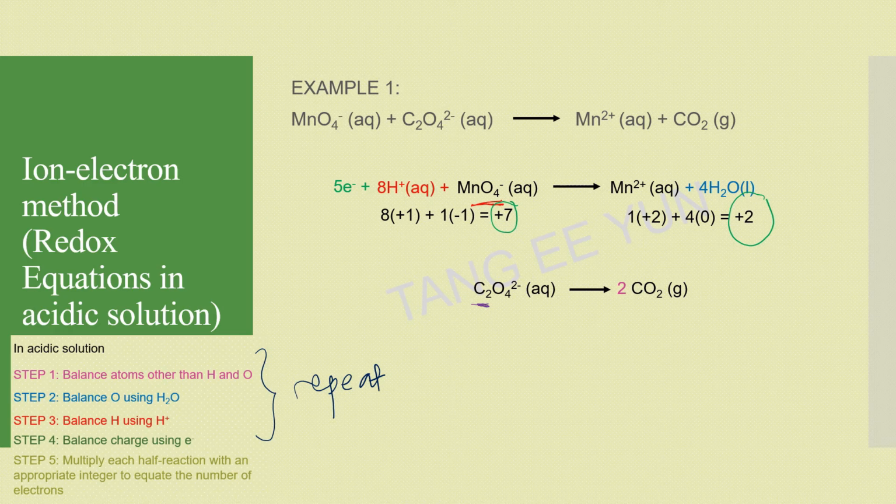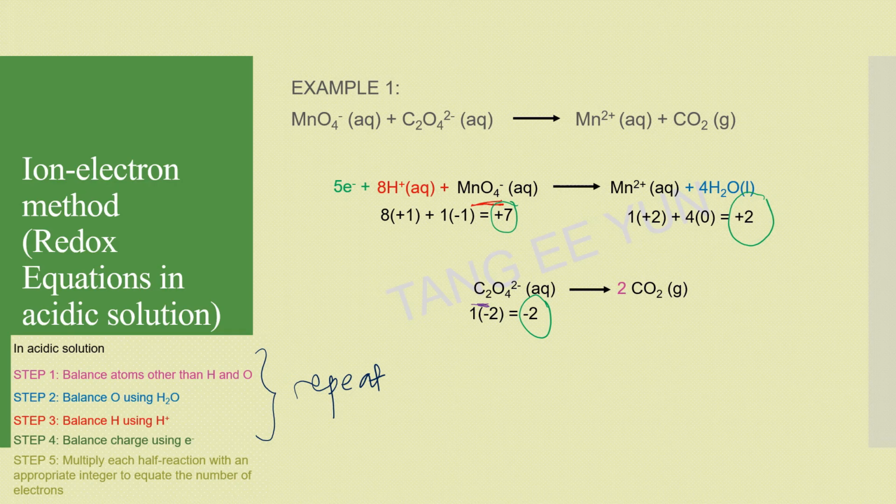Any hydrogen present? No. So that means we don't need to do step number 3 because there is no hydrogen present. Then we can move on to step number 4, how to balance the charge using electrons. So again, we do the same thing. Now on your reactant side, oxalate ion, there's only 1, but the charge is -2. So what you need to do is 1 times -2 to give you the total charge on the reactant as -2.